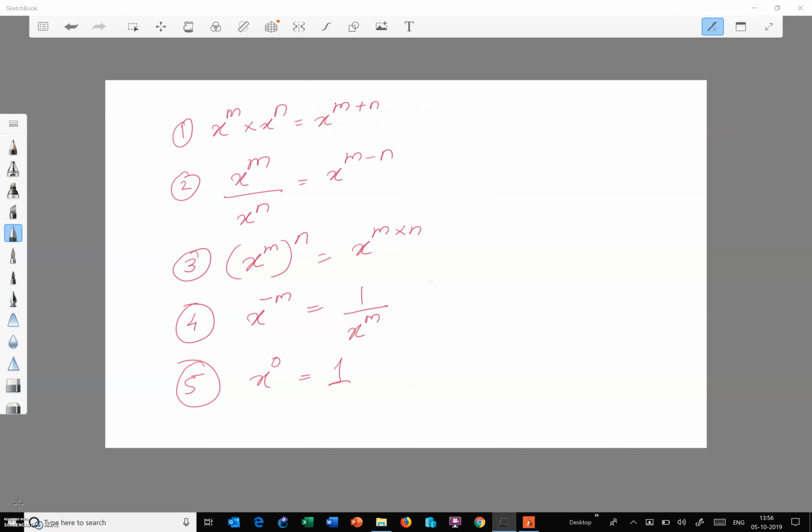It should also be kept in mind that you cannot simplify operations that involve different base values. For example, you cannot use these rules to simplify the expression 5 to the power 5 times 7 to the power 5. These base values should always be the same.